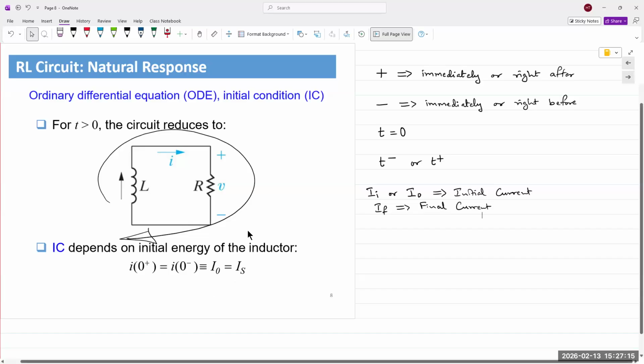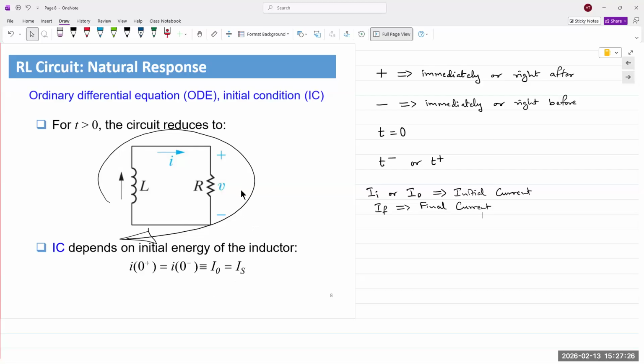So how do we find that? Well, two things. Let's first talk about final. If it's a natural response and you're discharging, what is your best guess as to the final value of that system? 0. If you're discharging, the final value is always 0.